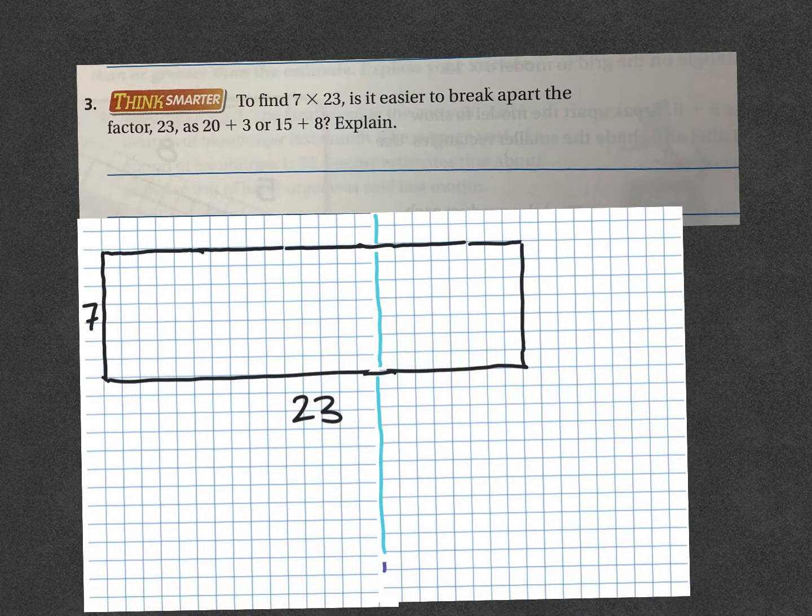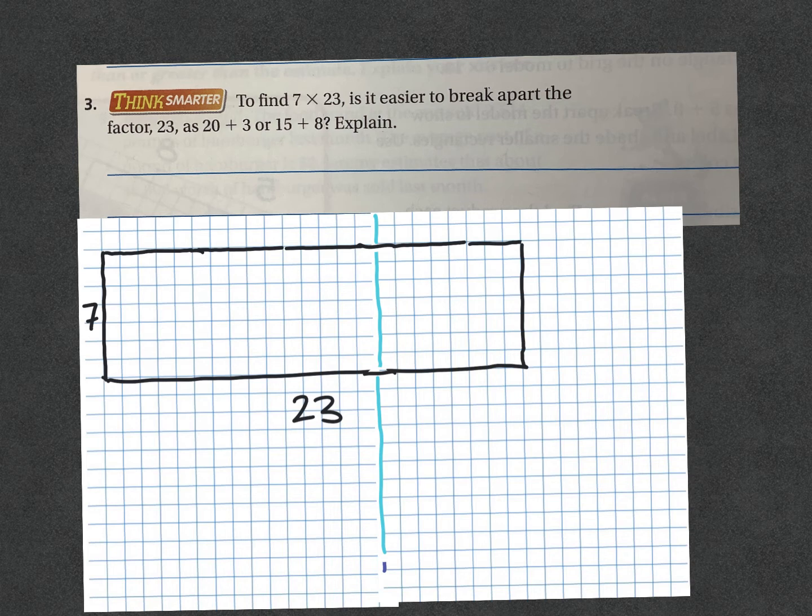All right, question number 3 on page 64 asks us, to find 7 times 23, would it be easier to break apart the factor 23 as 20 plus 3 or 15 plus 8? So would I do 20 times 7 plus 3 times 7? Or would you do 15 plus 8? Which would be easier for you?